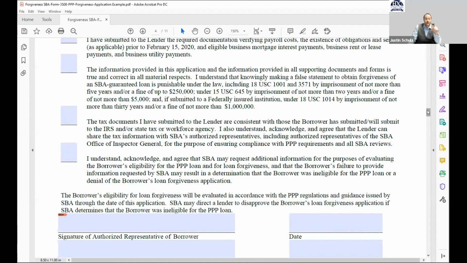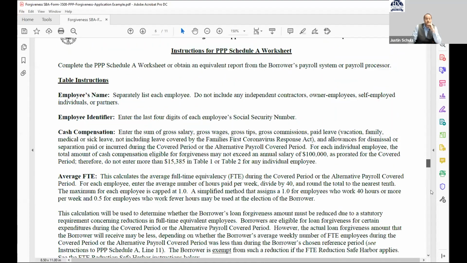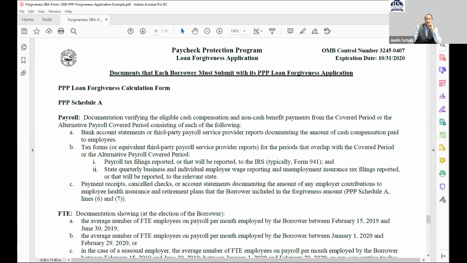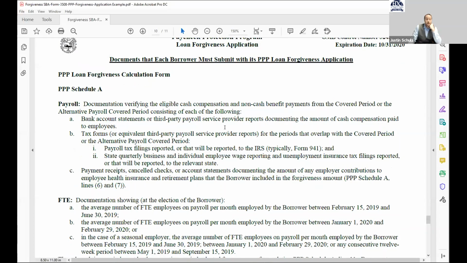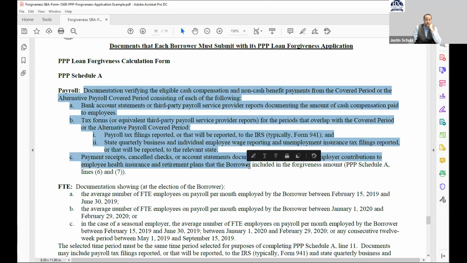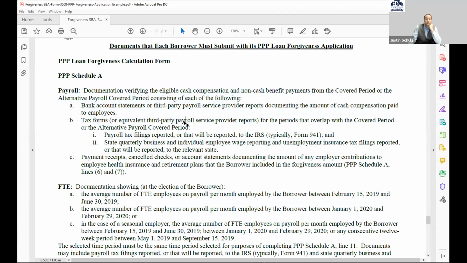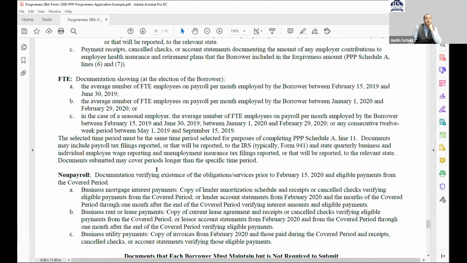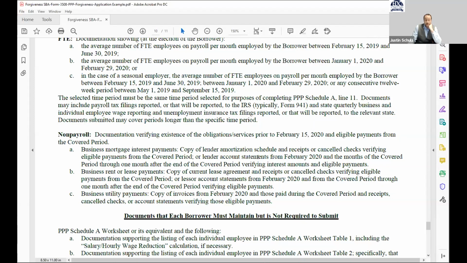And then the only other thing that I really wanted to go over was the very end. It does have documents that you must submit with the PPP loan forgiveness application. All of that is on the second to last page, and what it's pertaining to is all of your payroll documentation. So read through this. This will help you understand what you need to be collecting as you go through this, or when you're getting ready for forgiveness. And then here's all your FTE documentation and your non-payroll expense documentation.